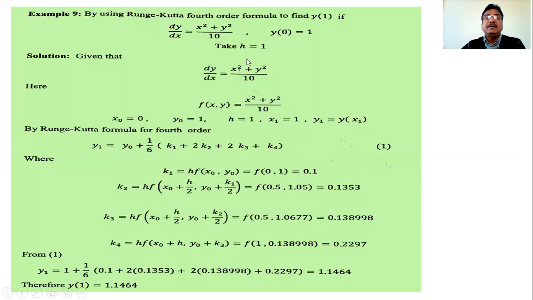So similar problem. Take h as 1. The value at 0 is given, and we have to find the value at 1. dy by dx is f of x, y, and then write the fourth order formula and find k1, k2, k3, k4 just by substituting the values. x naught is 0, y naught is 1, h is 1. We have to find the value at 1. The value at 0 is given, and f of x, y is x square plus y square by 10. Then write the formula and substitute the values. We have this answer, 1.1464.